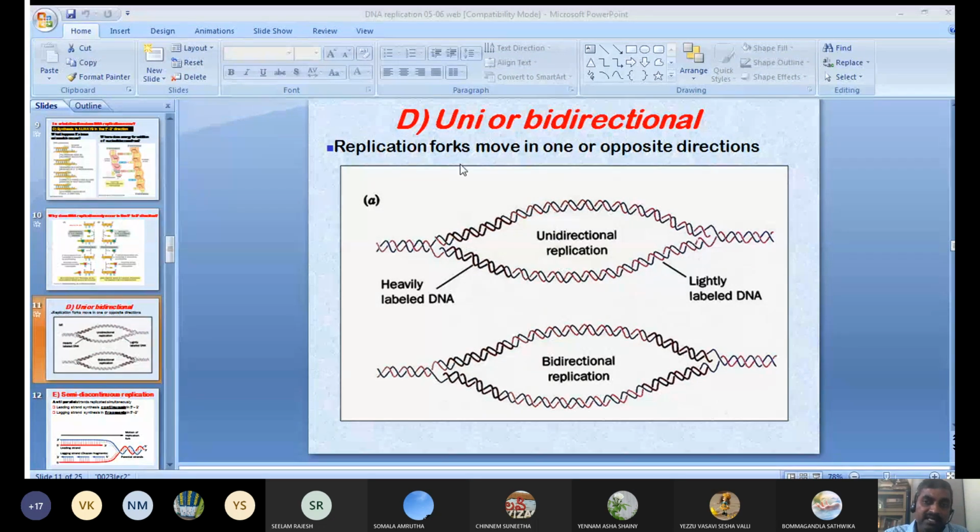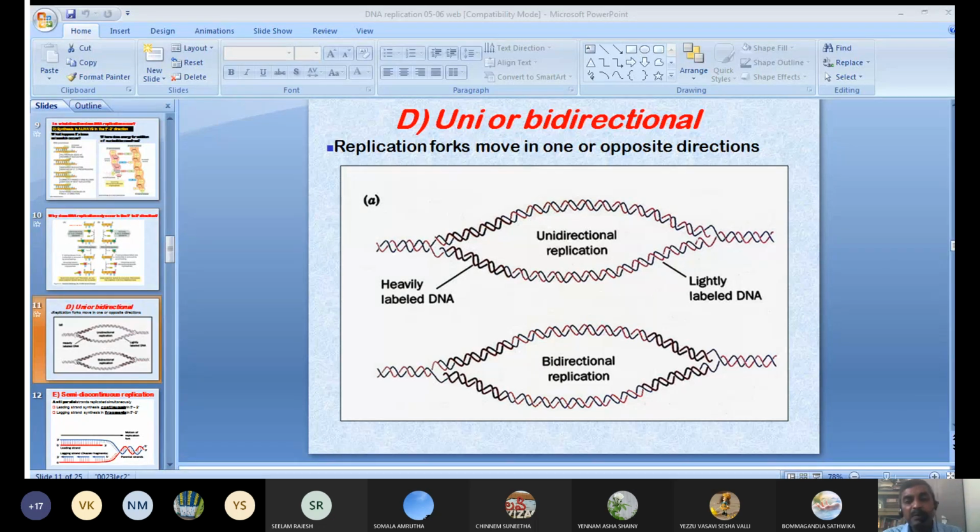This is not the exact way, because it won't start in the same place for both strands for the synthesis. You can say one strand is synthesizing in this direction and the other strand is synthesizing in this direction, then it's okay. Then we can call it unidirectional again. But you can't see this kind of replication in the biological system.